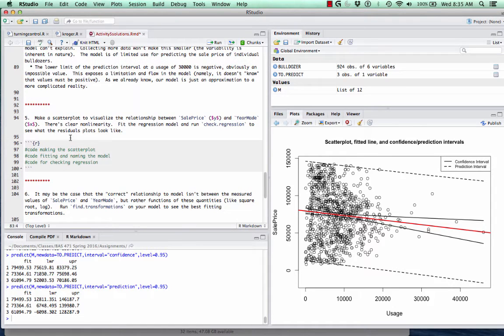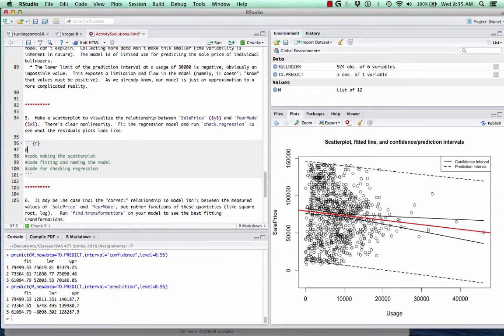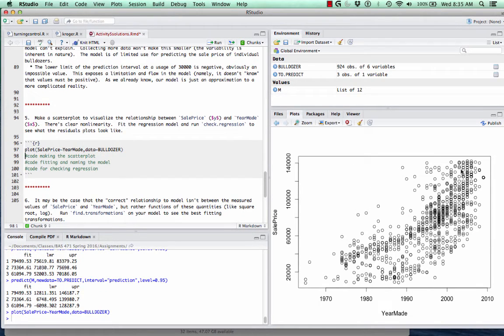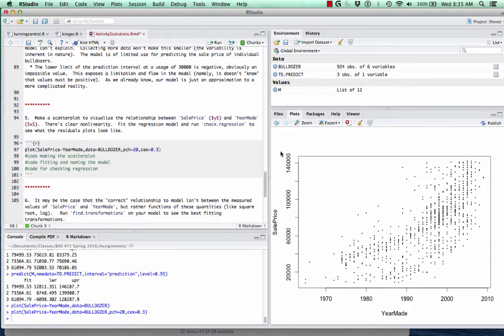All right, so let's move on to a new relationship. Let's look at the relationship between the sale price of the bulldozer and the year in which it was made. Now, we've looked at this example a few times in class, so let's go through it more formally here. Here's this relationship. I don't like those points, so I'm going to make them solid circles and make those points smaller by adding in those additional arguments.